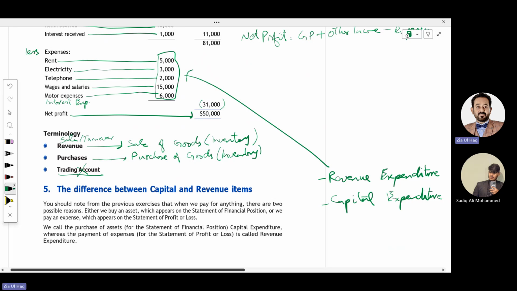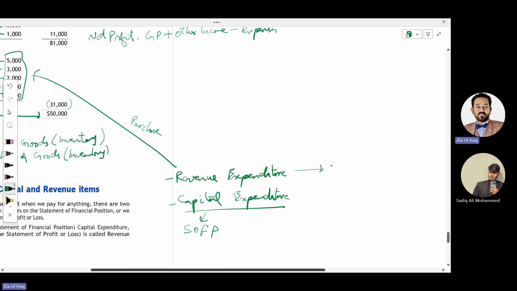What are those? Rent expense, electricity, telephone bill, wages and salaries, motor vehicle, interest expense, or you can also say purchases, purchase of inventory. The expenses relating to non-current assets will be called capital expenditure and they should be recorded in the statement of financial position. So revenue expenditure we will record where? In the statement of profit and loss account.